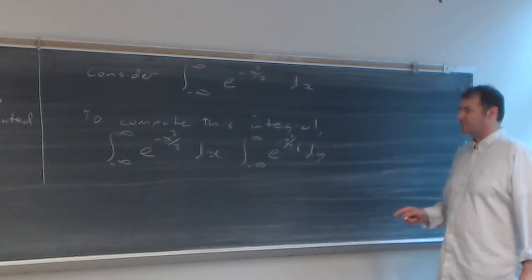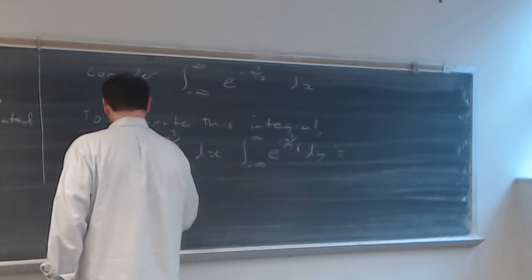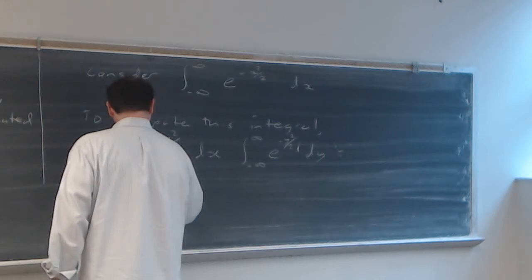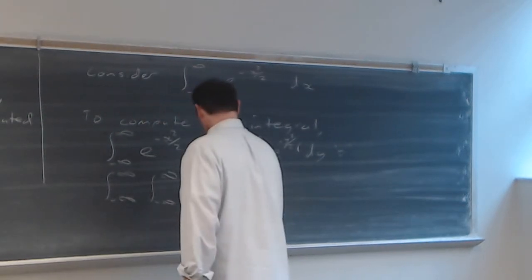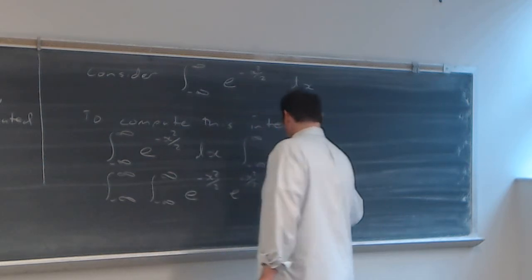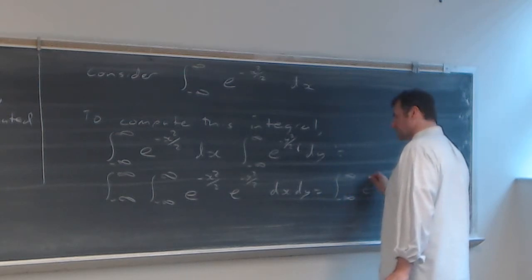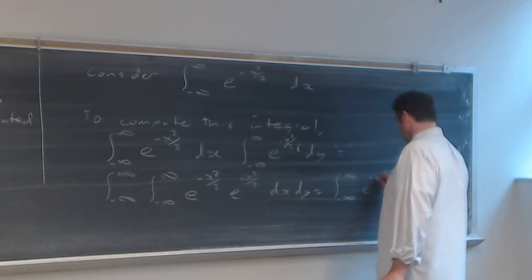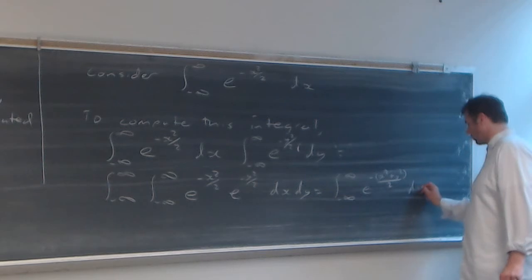Now, if you think of this multiplication and look at them as an iterated integral, you can rewrite this as the integral from minus infinity to infinity, minus infinity to infinity of e to the minus x squared over 2 times e to the minus y squared over 2 dx dy, which I'll rewrite as this double integral of e to the minus (x squared plus y squared) over 2 dx dy.